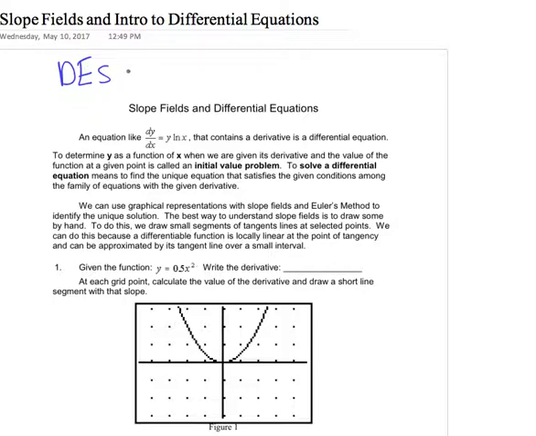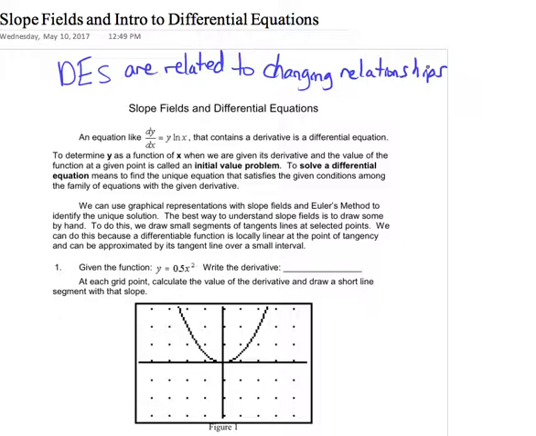So differential equations are related to how quantities change, to changing relationships. I think that should make sense to you, because remember, when we do derivatives like dy dx, that is specifically the change in y over the change in x. You can use the Greek delta if you want and think change in y over change in x. But differential equations in general just describe how things change.